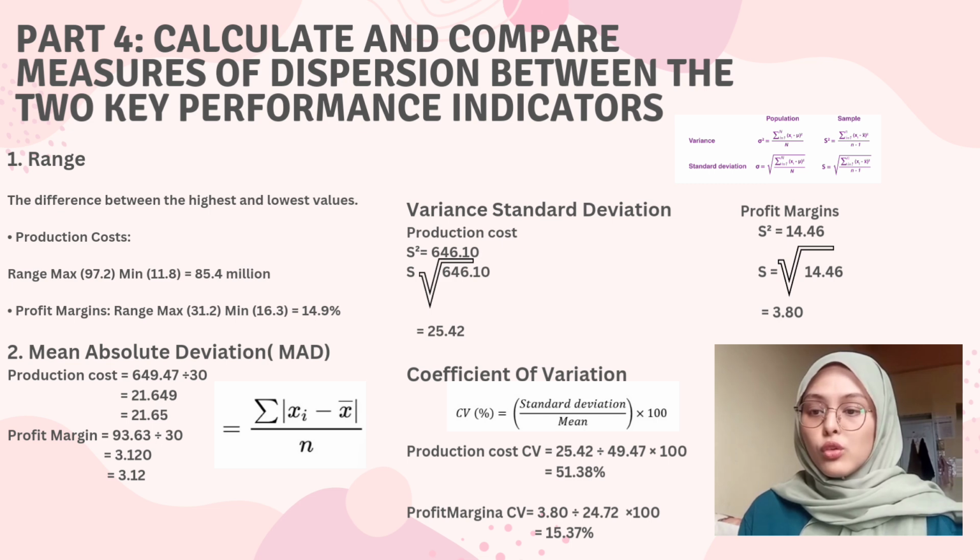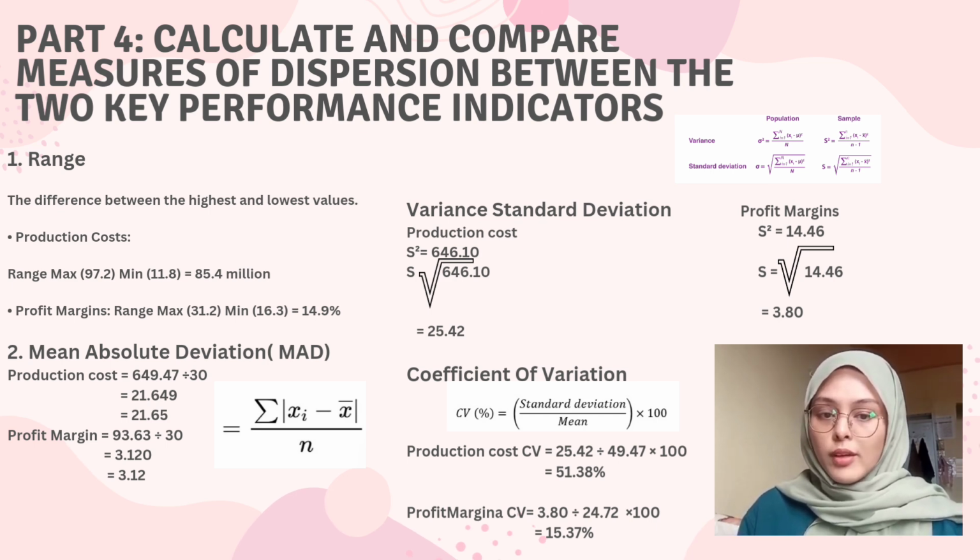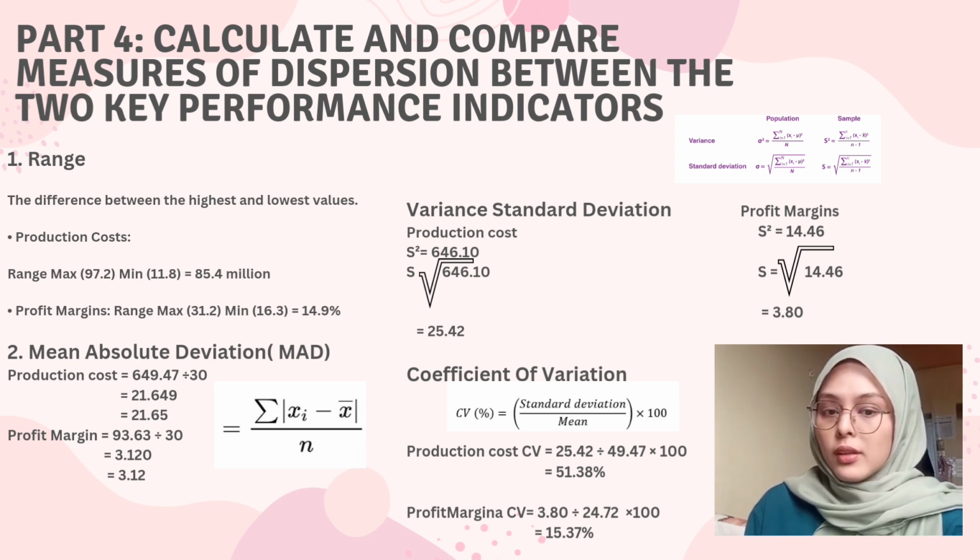Okay, next we will do the coefficient of variation. I already put the formula there. For the production cost, we will use the standard deviation and divide it by the mean. So here we will get 24.47 divided by 29.47, we will get 0.51. And for the profit margins we will use 3.80 divided by 24.72, and then we will get 0.15 for the final answer.